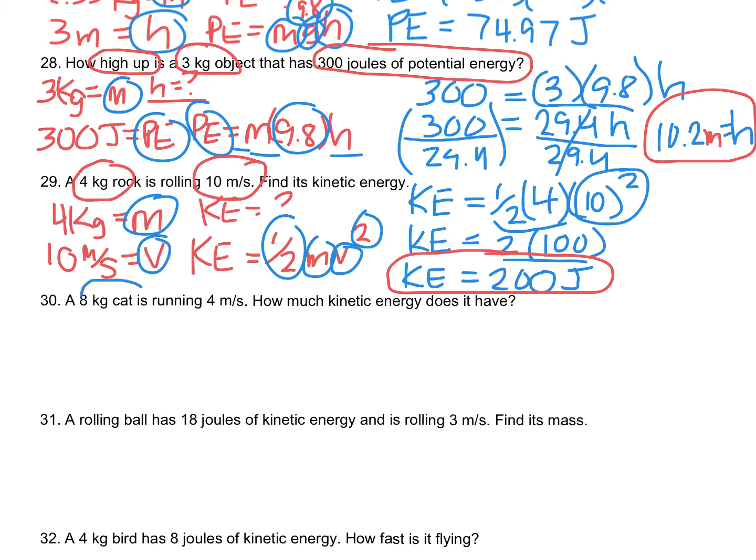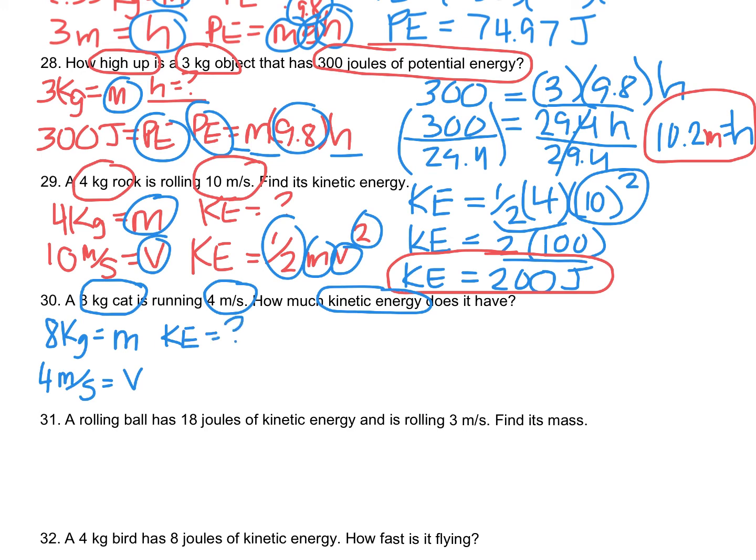Let's jump to number 30. I've got an 8 kilogram cat. So anything in kilograms we know is mass, and it's running 4 meters per second. So if I have 4 meters per second, that means I'm given the velocity, the speed, right? How fast it's going. It's a rate, 4 meters for every second. I want to know how much kinetic energy that object has. So how much energy does this cat have while it's moving? That's what I'm looking for. It's kinetic energy. So I know my kinetic energy equation is 1/2 times mass times the velocity squared.